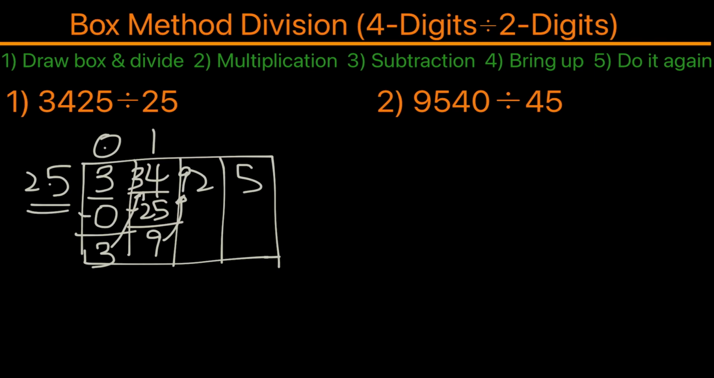So the next step, we're going to do it again. 92 divided by 25. And we can see 3 will go into it. So 3 times 25 is 75. And 92 minus 75 is 17.